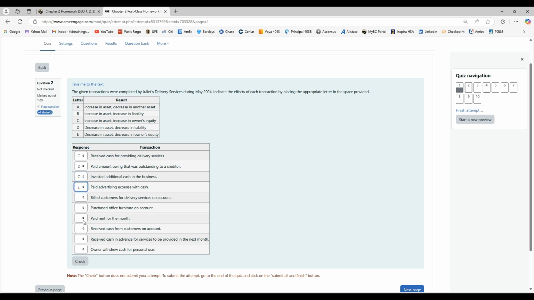So C. Paid advertising expense with cash, so a reduction in asset and a reduction in owner's equity. Looks like that's E. Billed customers for delivery services on account, so we'll have an increase in accounts receivable and an increase in owner's equity, so C.